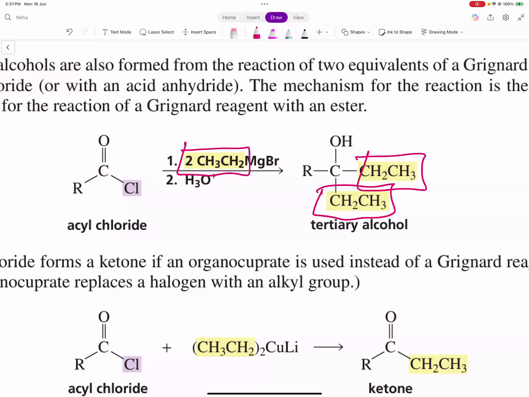Right? It's the same thing. Just think of this as ester.